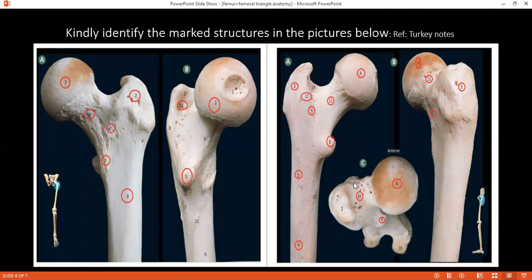All right. Moving here on the right hand side to picture C. What is 1? I can't see 1, ma'am. In picture C on the right hand side. 4 is the head of the femur. Yes, 4 is the head of the femur. How about this? This is 8, I think. 8 is the lesser trochanter.